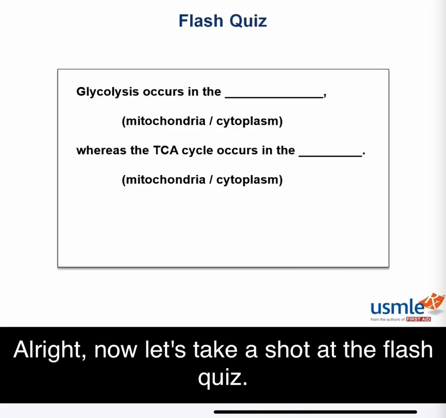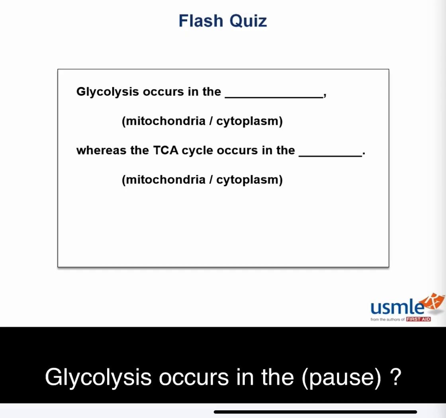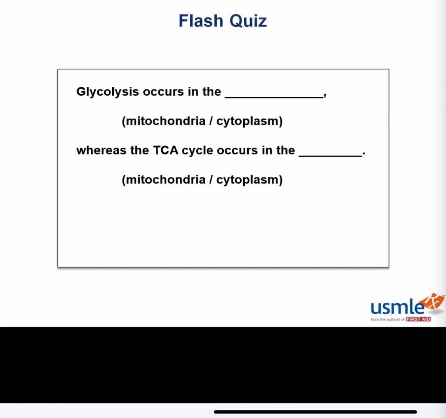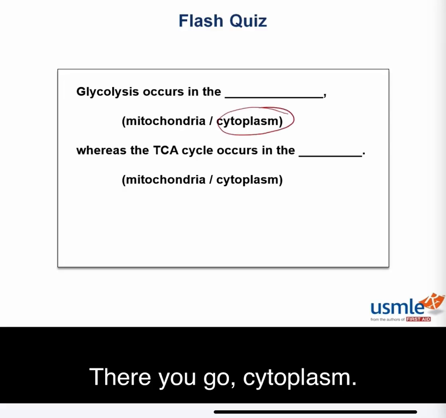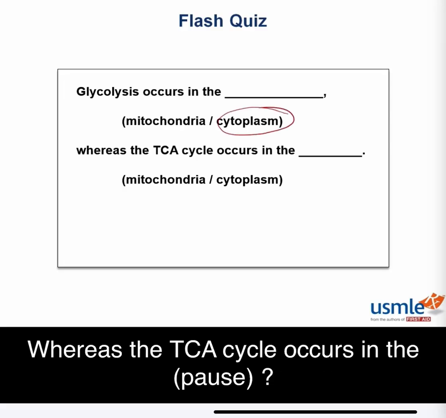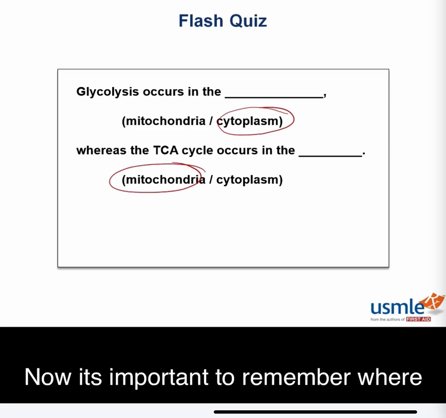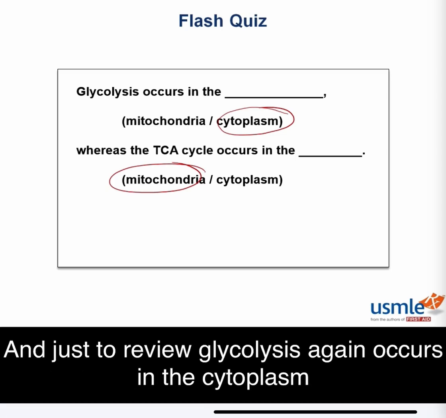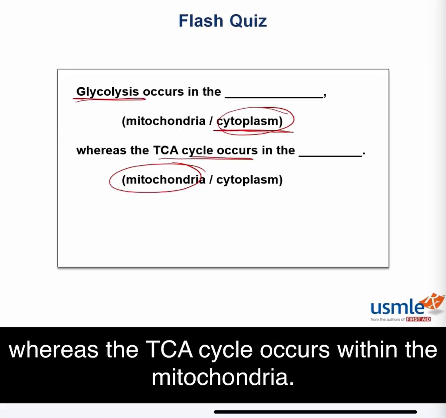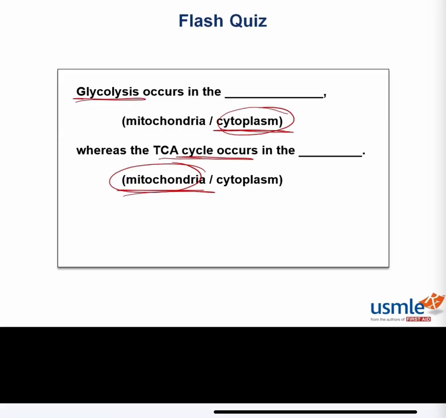Alright, now let's take a shot at a flash quiz. Glycolysis occurs in the, there you go, cytoplasm, whereas the TCA cycle occurs in the, great, the mitochondria. Now it's important to remember where these two pathways occur. And just to review, glycolysis again occurs in the cytoplasm, whereas the TCA cycle occurs within the mitochondria.